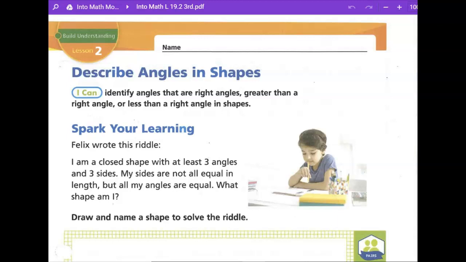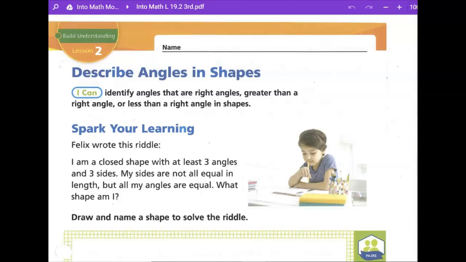Today we're looking at math lesson 19.2. We're going to do a little review. An open shape is made of curved lines or line segments, and it does not start and end at the same point. A closed shape starts and ends at the same point. It can be line segments or curved lines, okay?